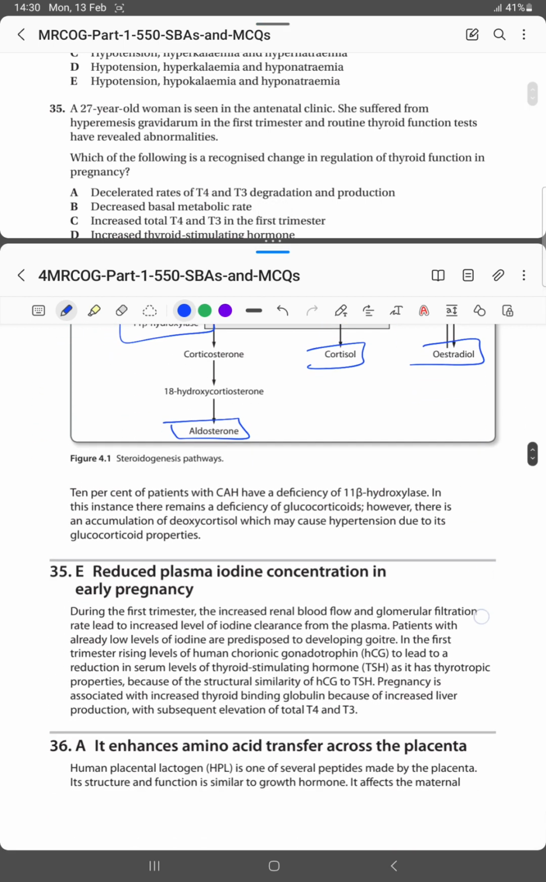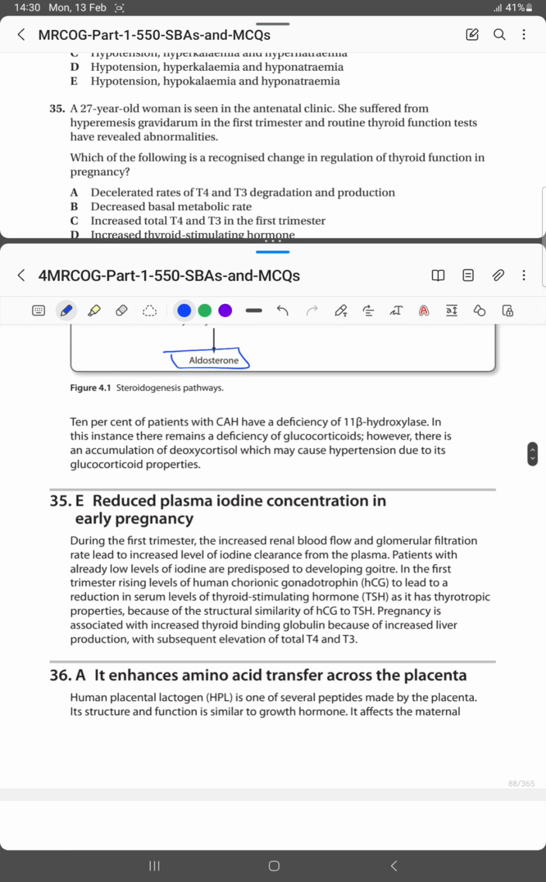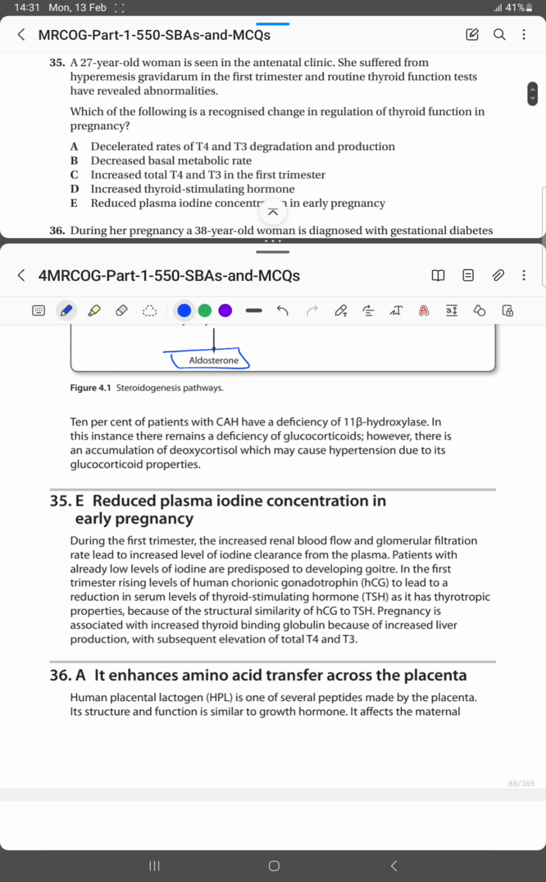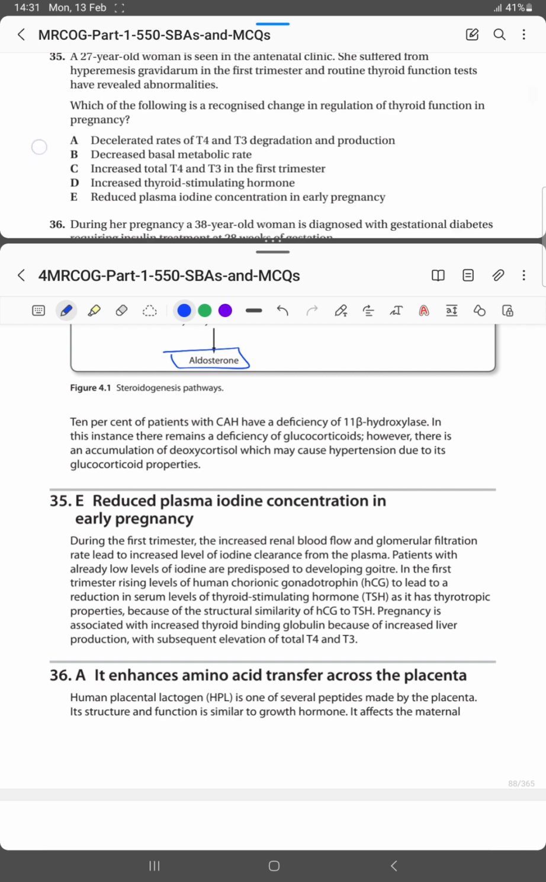A 27-year-old woman is seen in the antenatal clinic. She suffered from hyperemesis gravidarum in the first trimester, and routine TFTs, or thyroid function tests, have revealed abnormalities. Which of the following is a recognized change in regular thyroid function in pregnancy?